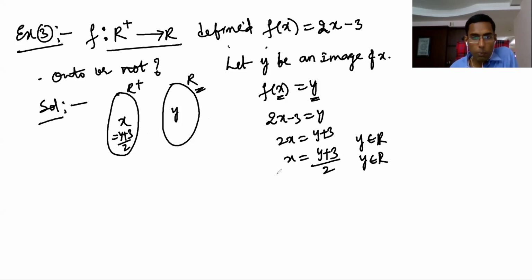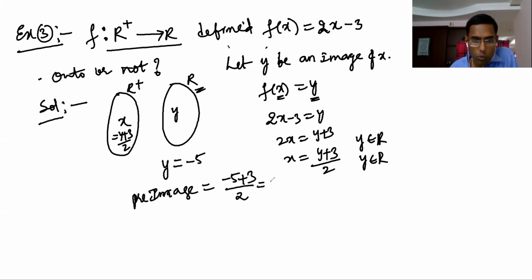Now, what does it mean? If I take a y value here, I will take minus 5. I am taking y equal to minus 5. What is its pre-image? See here, (minus 5 plus 3) by 2, which is minus 1. So the pre-image of minus 5 is minus 1. Hope you understand this one.